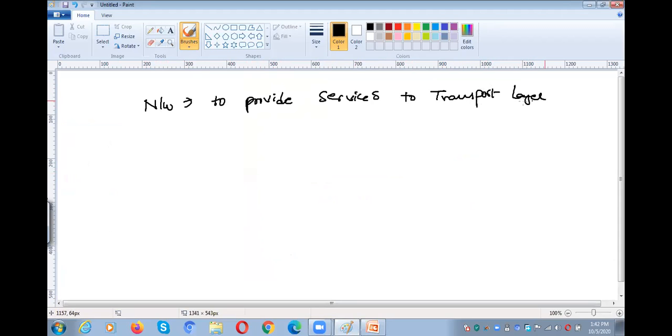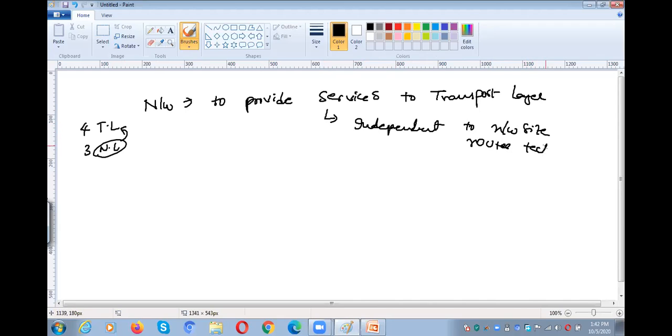Why? Because every lower layer has to provide services to the layer above. So network layer is the third layer and the transport layer is the fourth layer. So it is a responsibility of a network layer to provide services to the transport layer. And these services are independent of network size and the router technology. Whatever services are provided by the network layer, those services need to be independent of the network size and the router technology used in the network, right?